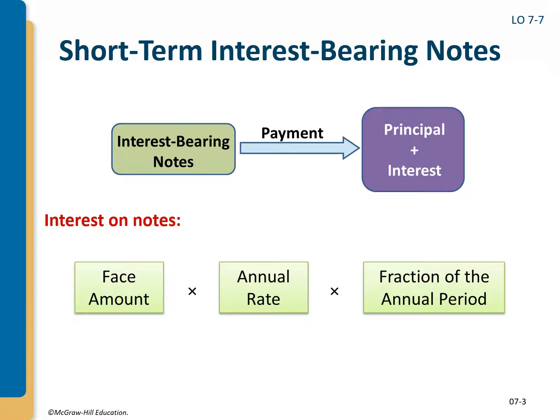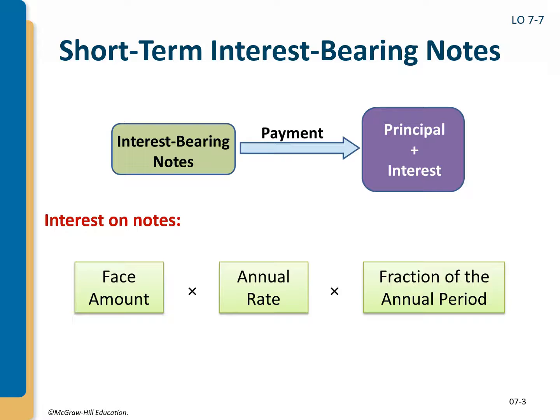Short-term interest-bearing notes are the first ones we will tackle. So these are notes that are traditionally less than 1 year in length. So the loan will only be made for a few months. Now, for our purposes, the assumption is we loan the money out one day, and then at a future date, a maturity date, the amount we loaned plus interest for the time period the loan was outstanding will be paid back to us.